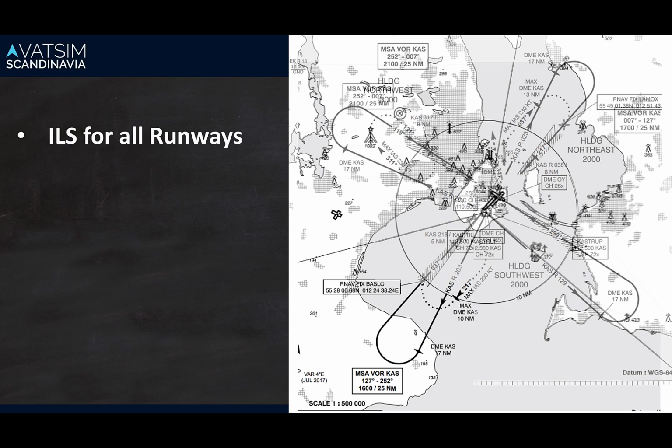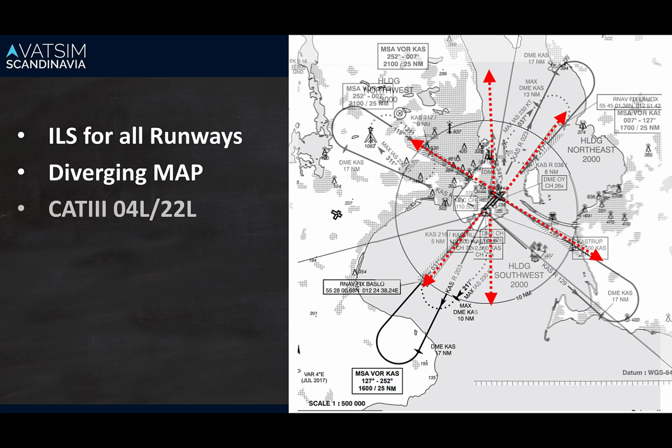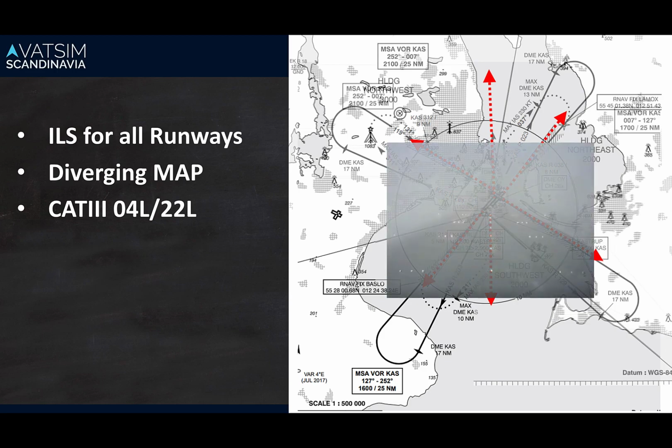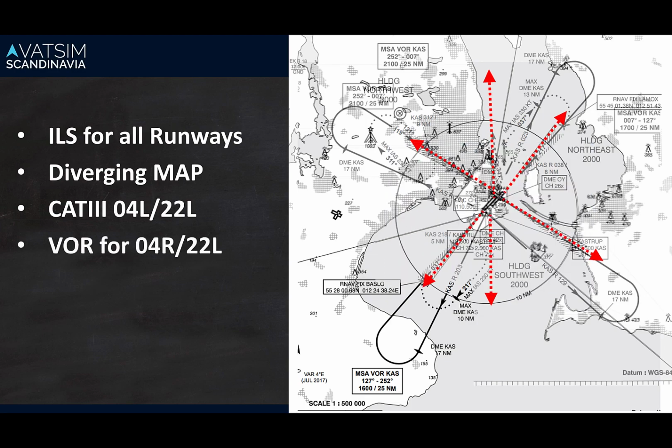All runways have standard ILSs and missed approach procedures diverging away from each other, so you have no restrictions on departures and arrivals. Pretty nice. In addition to the standard ILSs, runway 22L and 04L have Cat 3 to support low visibility operation. Runway 04R and 22L have VOR approaches due to the Castrup VOR being located right there at the extended center line of that runway. And in addition to that, all runways have full procedure approaches starting at that very VOR.